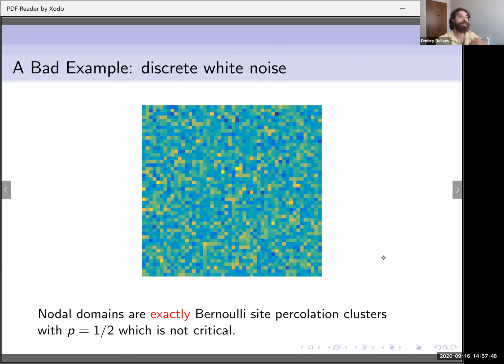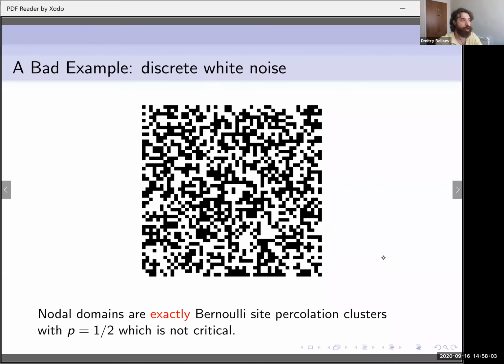Now, this is a bad example. What I do here is look at white noise on the square lattice. Then nodal domains are exactly Bernoulli site percolation with p equal to 1/2. But it's well known that p equal to 1/2 is not critical for site percolation. And what goes wrong here is that this field is not smooth.